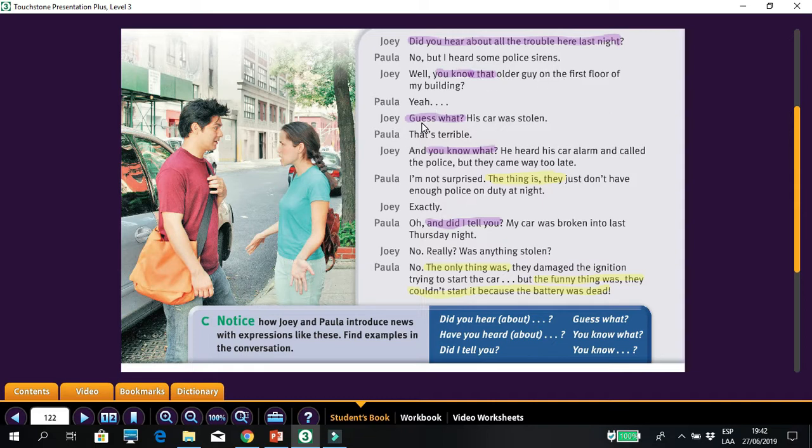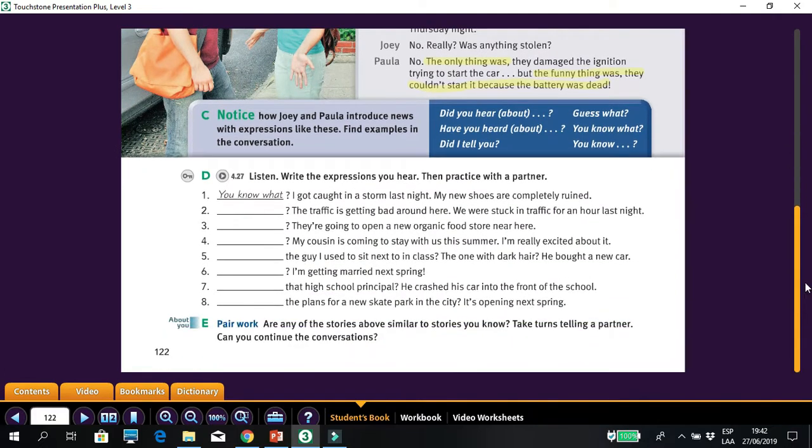Or guess what? Adivina qué. Or you know what? ¿Sabes qué? You know what? And did I tell you? Sí te conté. All right. So we are using a couple of these strategies to introduce news. Very good. Now let's go to the exercise here.